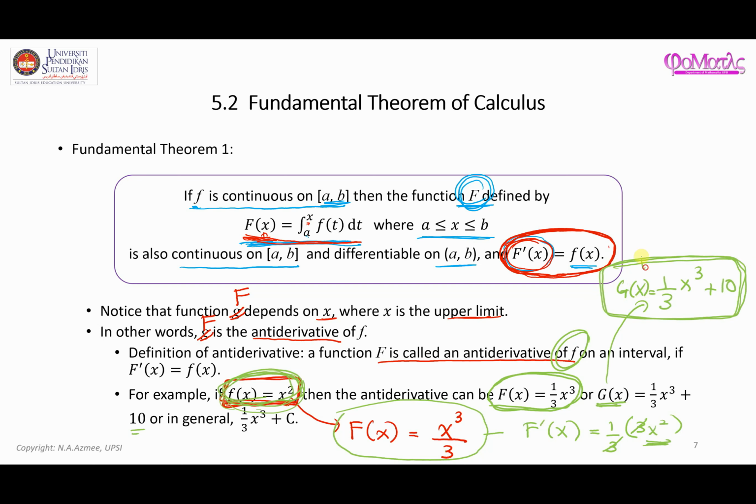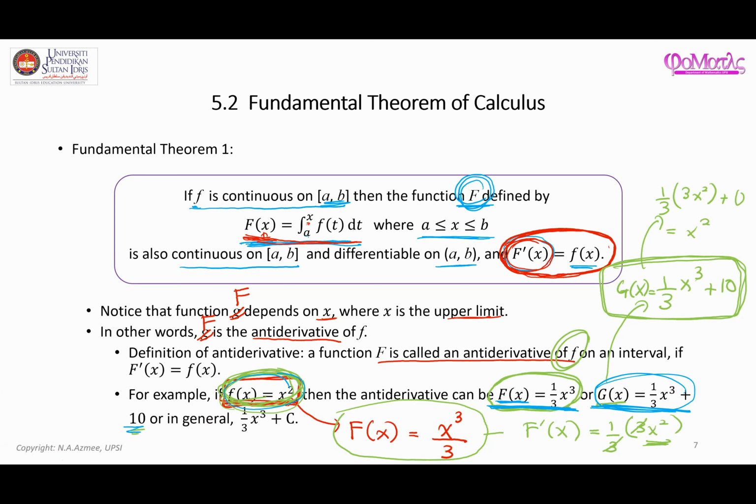You can go on and try differentiating this. If you differentiate this, 1 over 3 is a constant. And then x cubed here, if you differentiate that, you will get 3x squared. Plus, if you differentiate 10, you will get 0. So then it will be reduced to just x squared, which is similar to f(x). So there are many options of antiderivative. So this is the first option. This is an antiderivative. This is also an antiderivative because when you differentiate it, you get back f(x).